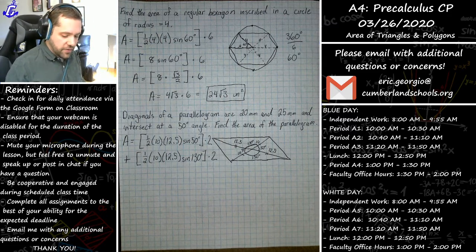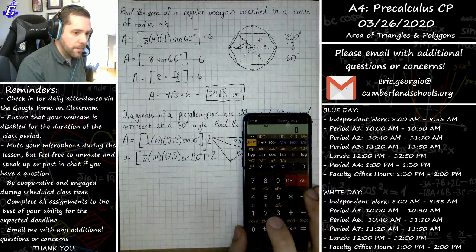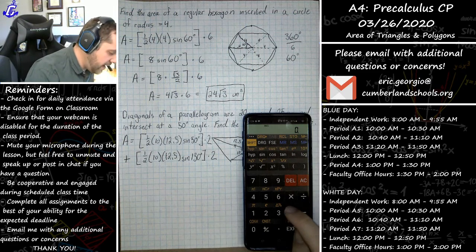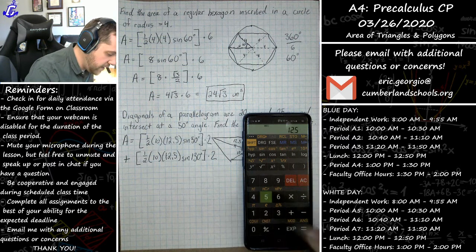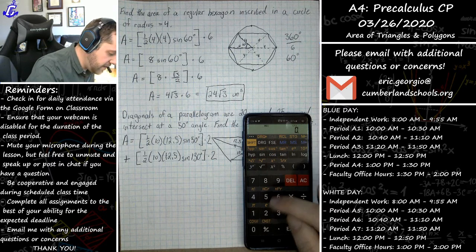So, plugging into a calculator really quickly, I'll show you here, just so you see how it's done. I got 1/2, so 0.5, times 10. I'll do the top ones first, times 12.5. Whoops, 12.5 gives us 62.5. I'm going to multiply that now by the sine of 50.